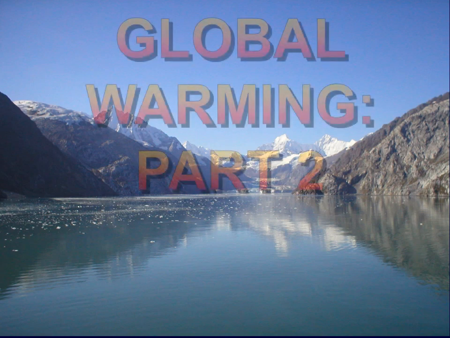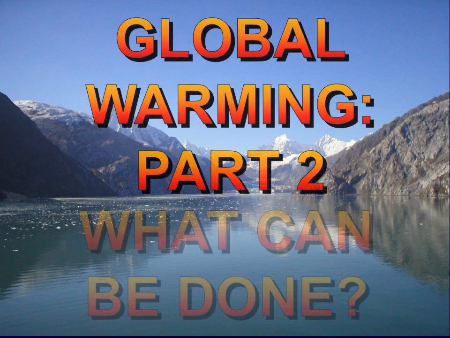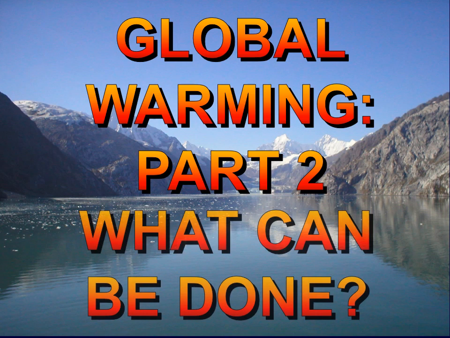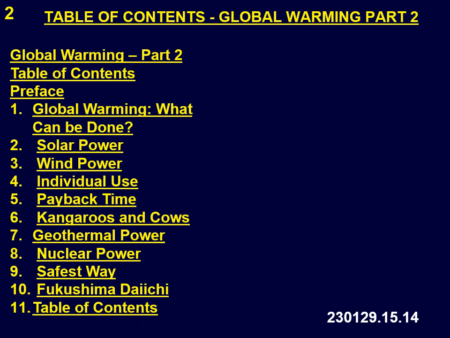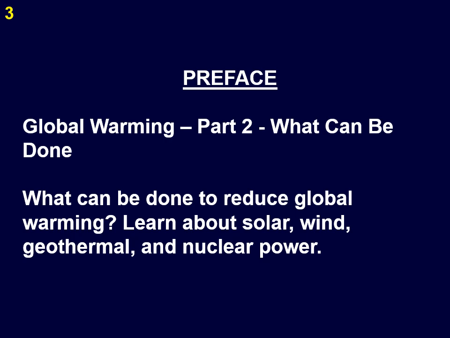Global warming, Part 2. What can be done? Table of Contents, Global Warming Part 2. Preface. What can be done to reduce global warming? Learn about solar, wind, geothermal, and nuclear power.